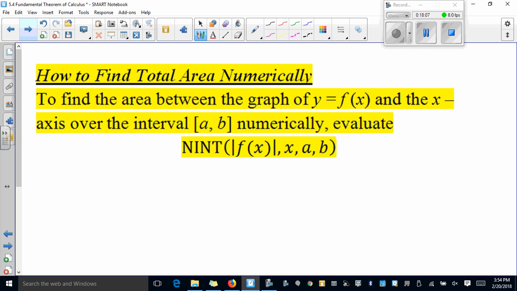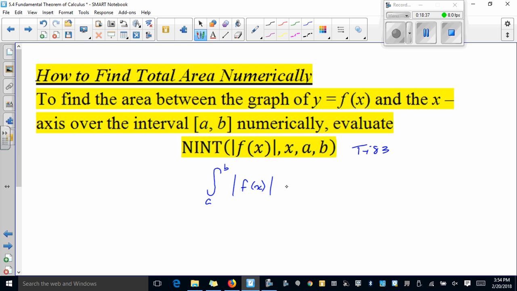You're going to put the whole thing in: integral from a to b, absolute value of f of x, dx. Because the calculator itself will figure out where it crosses the x-axis, and it will do the absolute values. If you don't use the absolute values, it's just going to evaluate the function from one place to the other.